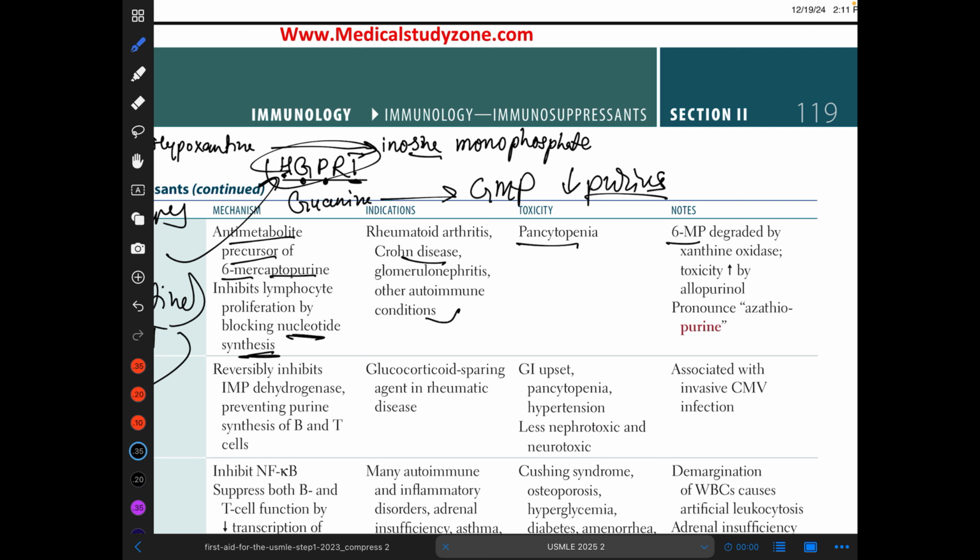6-mercaptopurine is degraded by xanthine oxidase, and toxicity is increased by allopurinol. If you give allopurinol with this drug, it will cause toxicity, mainly pancytopenia. Other adverse effects are bone marrow suppression. In the GI tract, it can cause anorexia, nausea, and vomiting. You have to use caution with allopurinol because allopurinol is a xanthine oxidase inhibitor, which blunts the metabolism of 6-MP and azathioprine and increases the adverse effects.